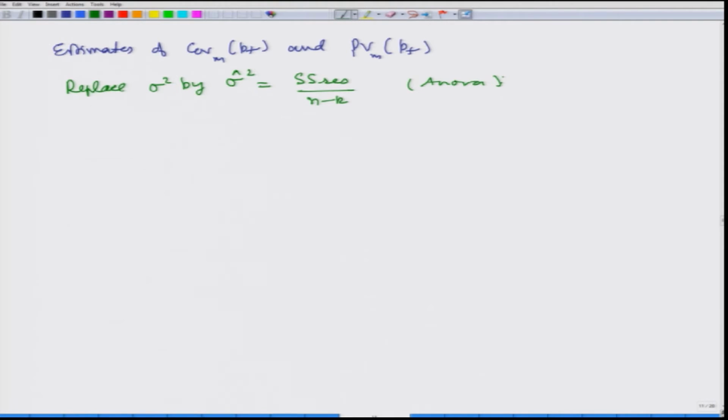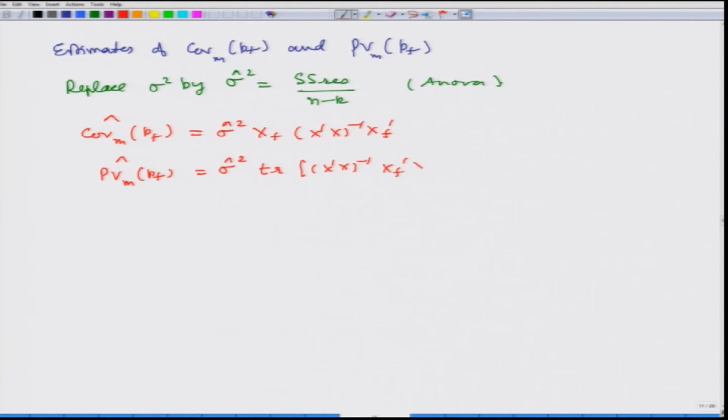Now, once I do it, an estimate of the covariance matrix of Pf when it is used for mean value prediction is obtained as sigma square hat Xf (X transpose X)^-1 Xf transpose, and the estimate of the predictive variance of Pf when it is used for mean value prediction is obtained as sigma square hat times the trace of (X transpose X)^-1 Xf transpose Xf.